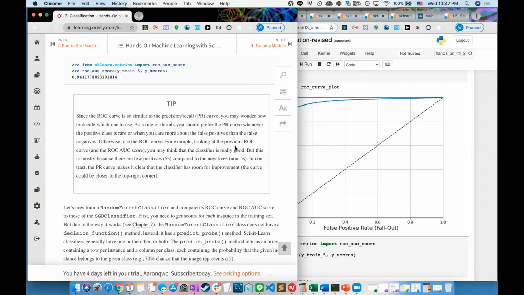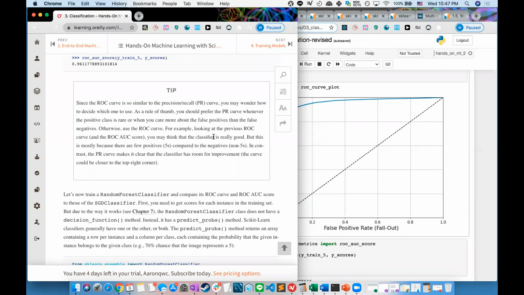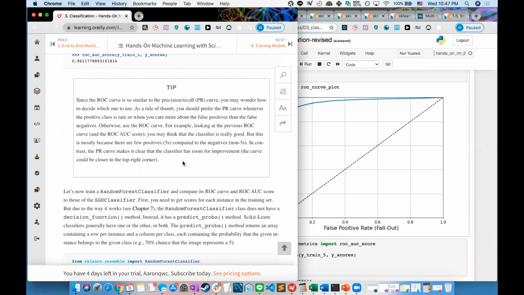For example, looking at the previous ROC curve and ROC AUC score, you may think the classifier is really good, but this is mostly because there are few positives compared to the negatives. In contrast, the PR curve makes it clear that the classifier has room for improvement. The curve should be closer to the top right corner. So this ties back to the point that the ROC curve might not be the best choice when you have imbalanced classes. Okay.